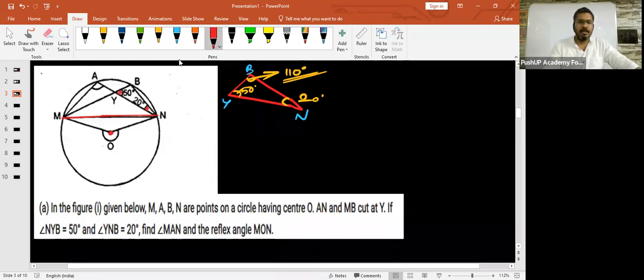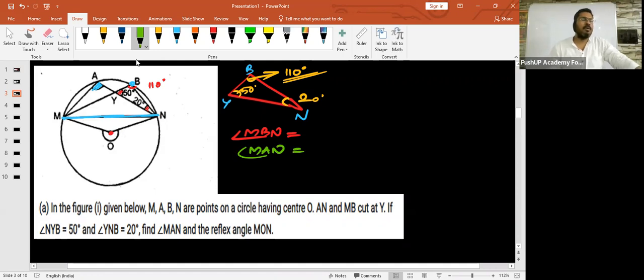So if this angle is 110 degrees, what is this angle MBN? The angle MBN is the angle subtended by chord MN on the circumference of the circle. And if I ask you what is this angle MAN, that angle MAN is also an angle subtended by the same chord on the circumference of the circle. Just that it was happening in two different points. So how much would be angle MAN? The same as angle MBN, which is 110 degree. Which rule, children? Angle subtended by the same chord, ASSC.